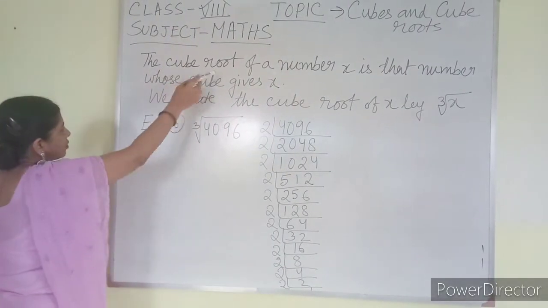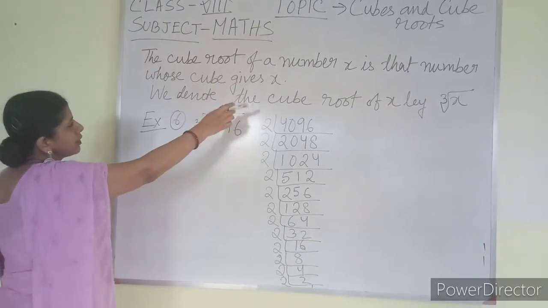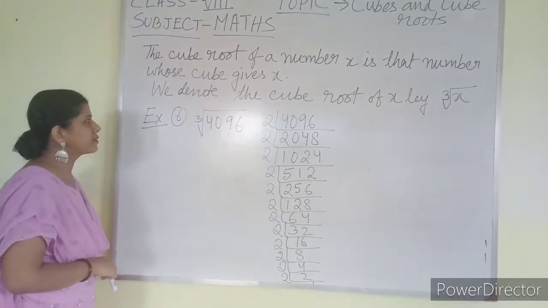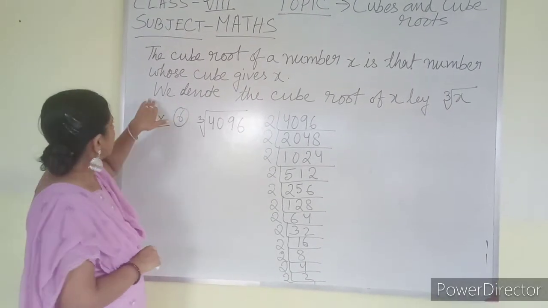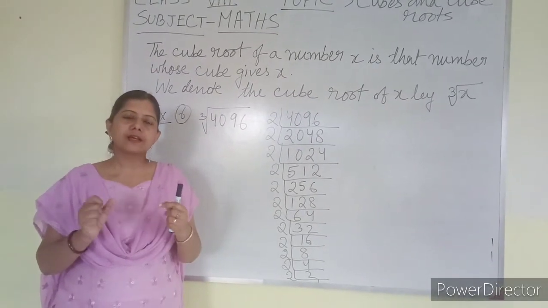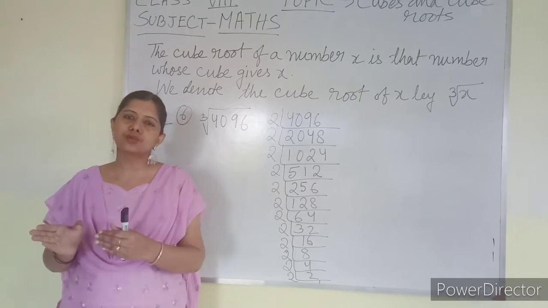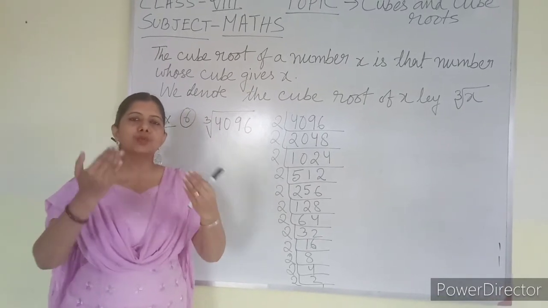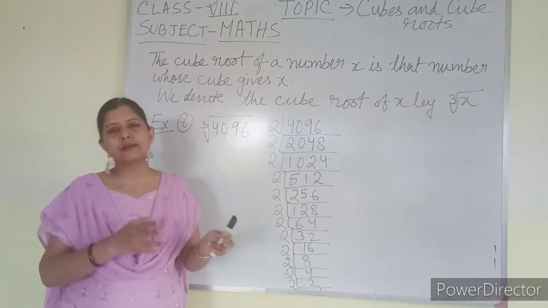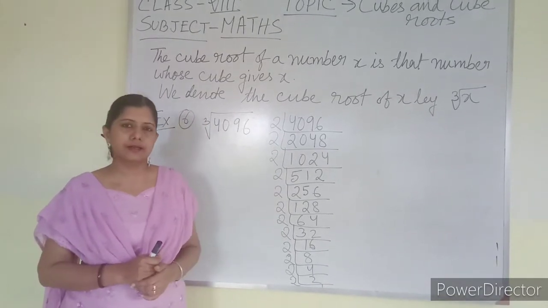I have written what a cube root is. The cube root of a number x is that number whose cube gives x. Suppose 27. 27 means what? 3 into 3 into 3. 3's cube gives me 27. So the cube root of 27 is 3. That is only written here.